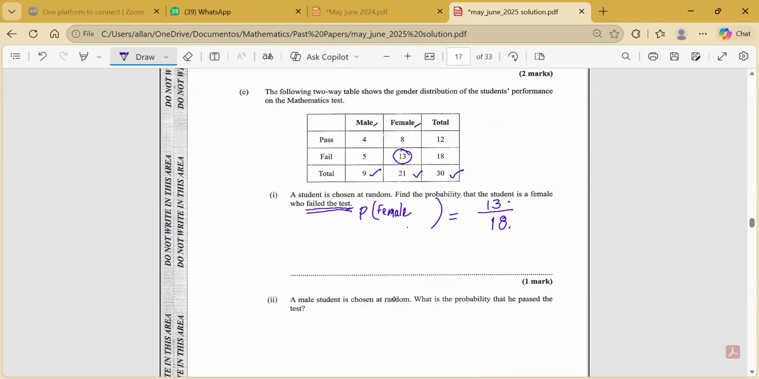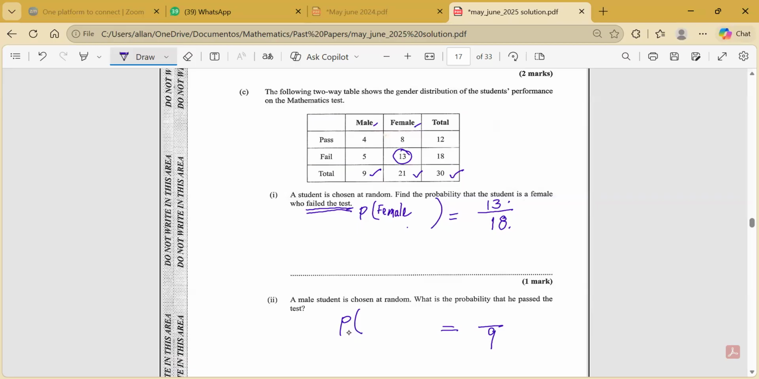So we're looking at how many females failed. The total amount of females who failed was 18. Now, we're looking at the total amount of male students. The total amount of male students would be 9, correct? Yes, sir. So the probability of a male, the total amount of male.